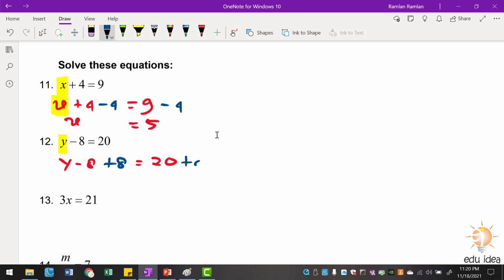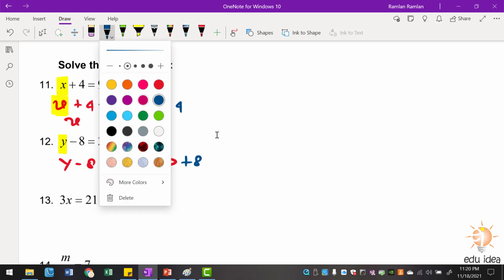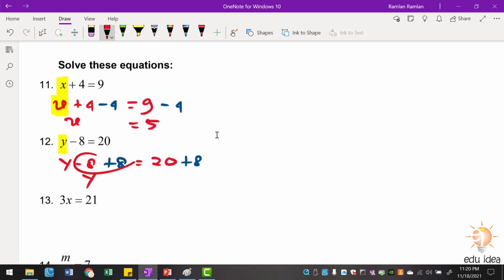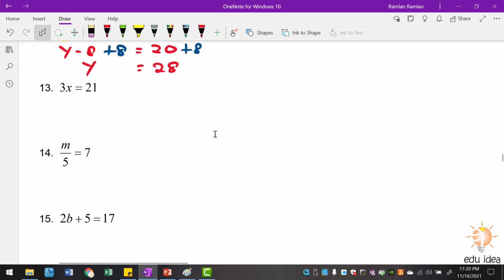And then do the same thing on the right side. We have plus 8. So on the left side, we have just y, because this is gone, like plus 0 is just nothing, and then this is equals to 28. Simple as that.